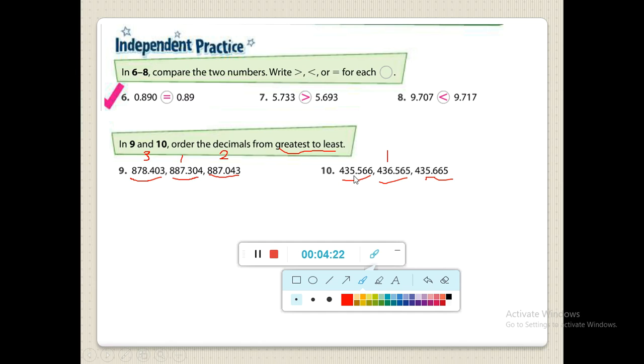And I complete comparing these two numbers. Here in the tenths, here 5. In the tenths, here we have what? 6. So this is greater, so it will be the second, and this, the least, will be the third.